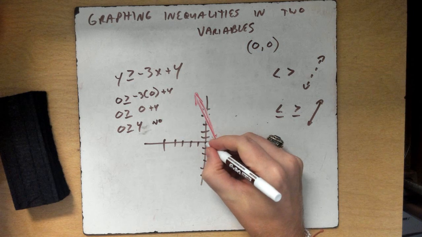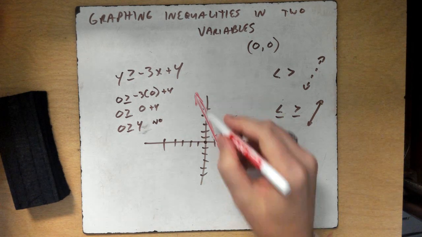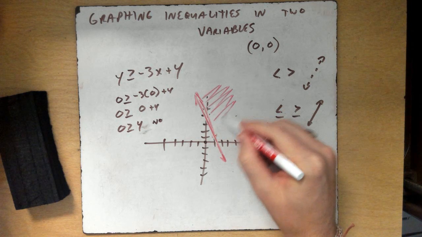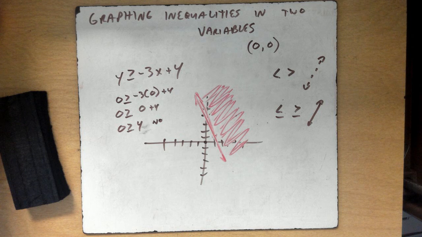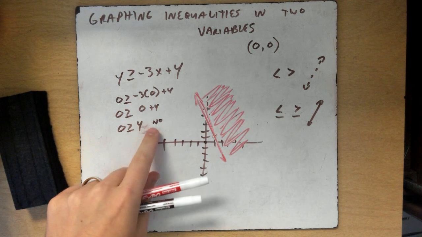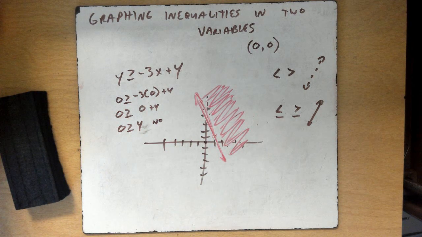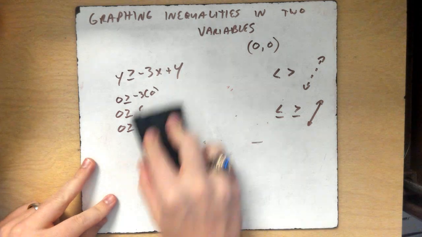Remember, 0, 0 is the point I picked. I shade away from it. If it's no, I go away from 0, 0. So, once you plug in 0, 0 and solve, if it's no, shade away from it. Alright, I'm going to leave that up here so you guys can see it.